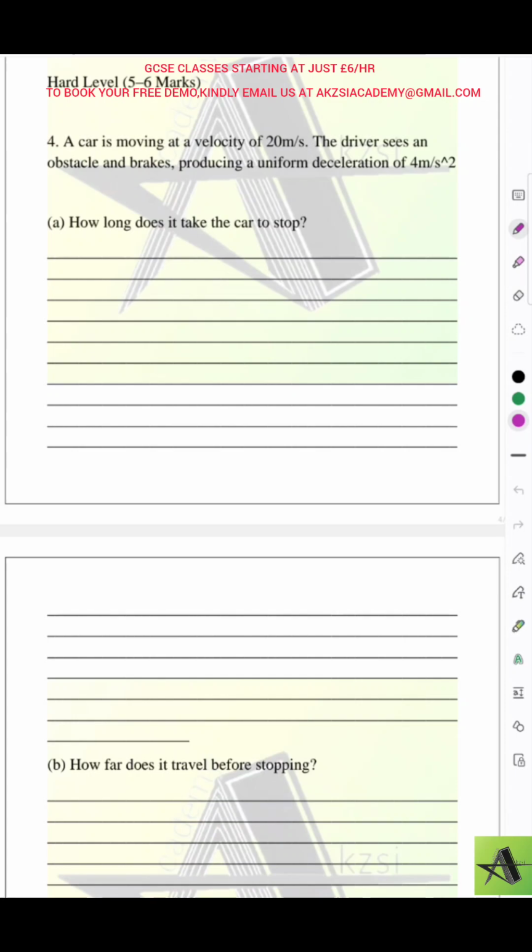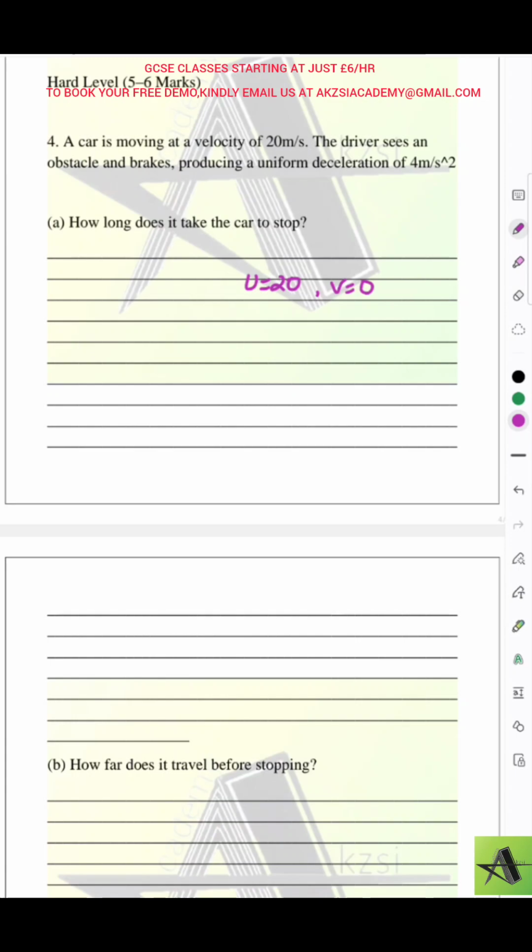So basically there is a car which is moving with an initial velocity of 20 meters per second and the driver sees an obstacle and brakes. That means finally he has applied the brake and the car will stop eventually, which makes its final velocity 0. It produces a uniform deceleration.